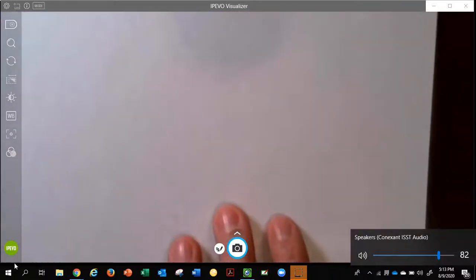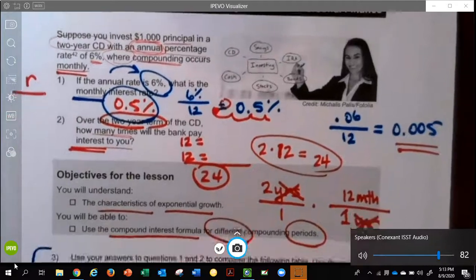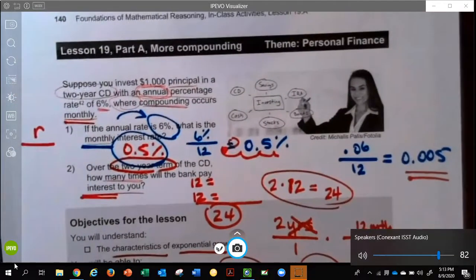So this ends our lesson in Foundations of Mathematical Reasoning for Lesson 19A.